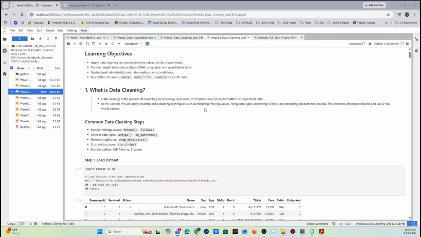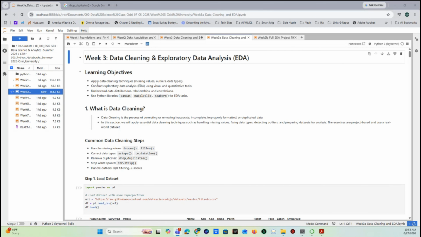Also look at this in another way, right? So the learning objectives here will be to apply data cleaning techniques like missing values, outliers, data types, conduct exploratory data analysis using visual and quantitative tools. Instead of you writing a lot of your own code, I want us to just use some existing methods to do this very quickly. Understand data distributions, relationships, and correlations, and then we'll use Python libraries like Pandas, Matplotlib, Seaborn for our exploratory data analysis tasks.